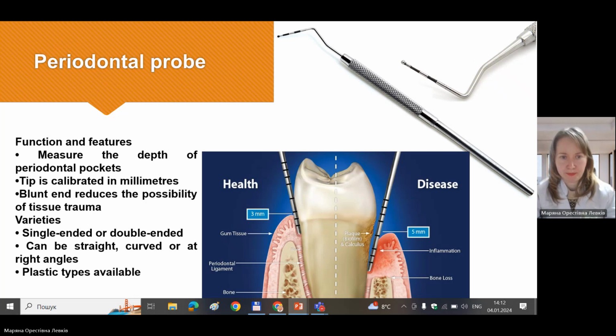Periodontal probe. The function of this instrument is to measure the depth of periodontal pockets. The tip is calibrated in millimeters, as you can see on this photo. Blunt end, you can see this button on the top. The blunt end prevents trauma of periodontal tissues. It is available in such varieties: single-ended instrument or double-ended. It can be straight, curved, or at right angles. As well, plastic types are available.